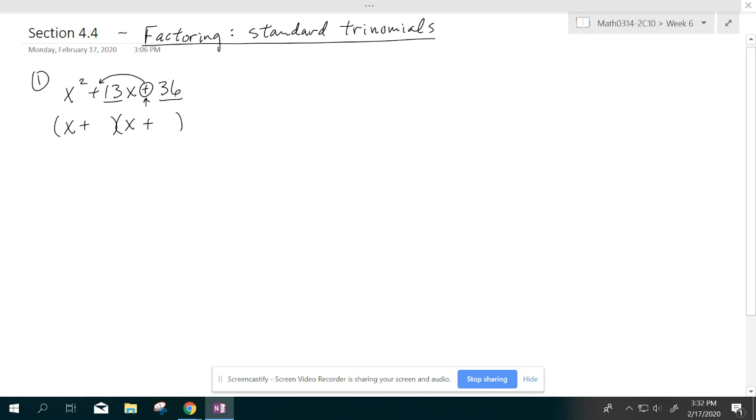13 and 2. Is 13 times 2 26? Yes. But 13 plus 2 does not make 13. So it almost worked. So think of two other numbers that multiply to make 36. 3 and 12. And does 12 plus 3 make 13? Oh, that's fine. We're guessing right now.